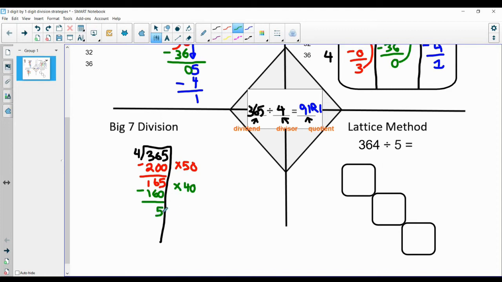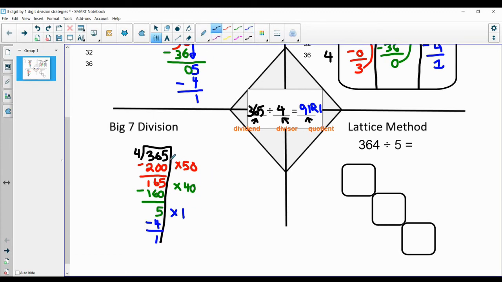Can I keep going? Well, 5 is larger than 4, so I can actually keep going. Now I can't use friendly numbers anymore because 4 times 10 is equal to 40, which is way more than 5. How many times can 4 go into 5? 4 can go into 5 one time. 4 times 1 is equal to 4. When I subtract that, I'm going to get 1 remainder.